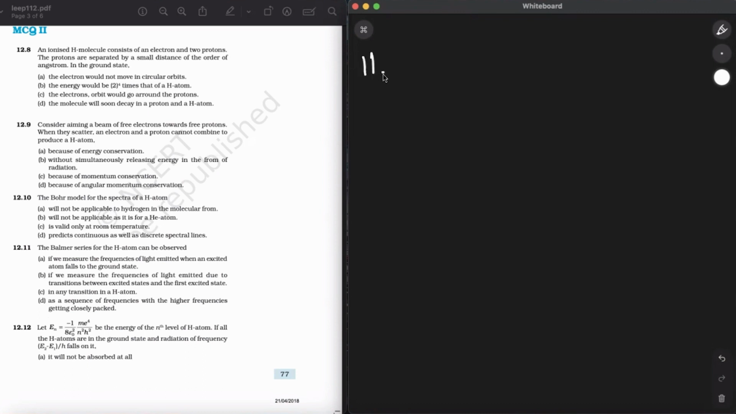Now we will move on with question number 11. The Balmer series for the hydrogen atom can be observed if you measure the frequencies of light emitted when an excited atom falls to the ground state.